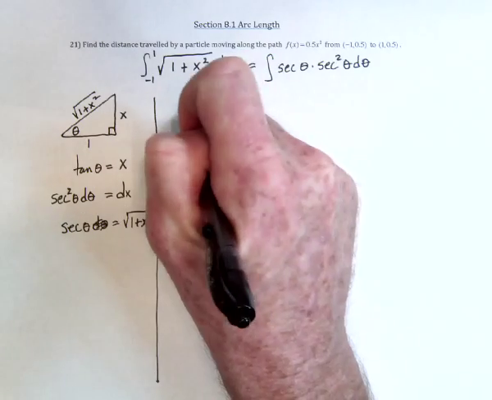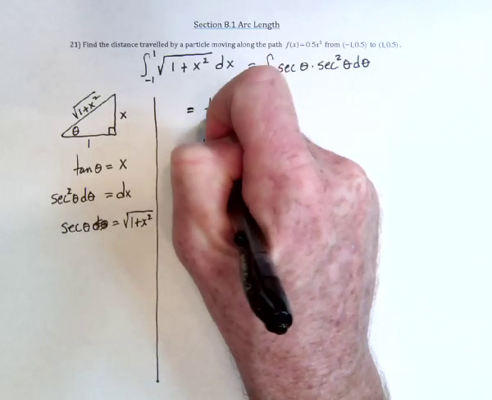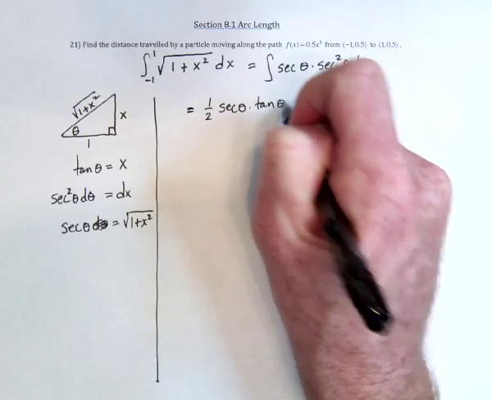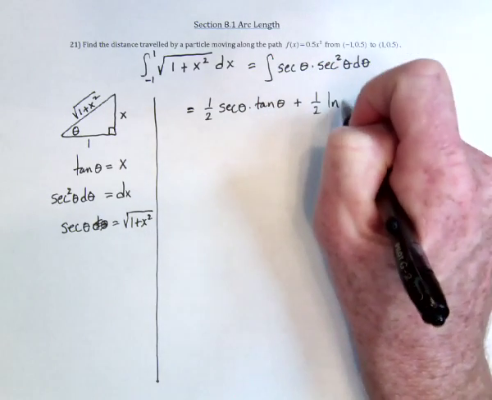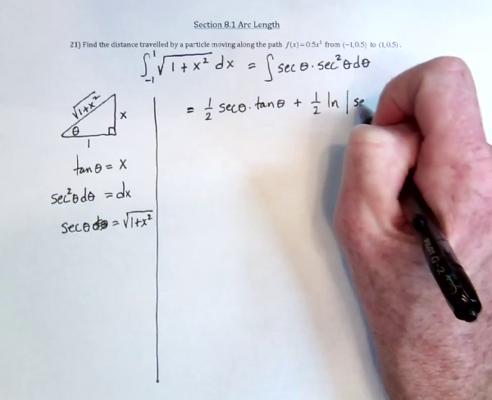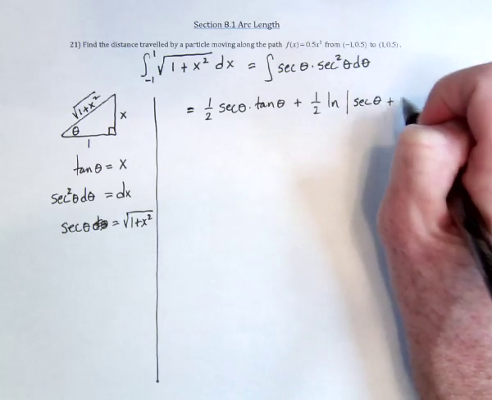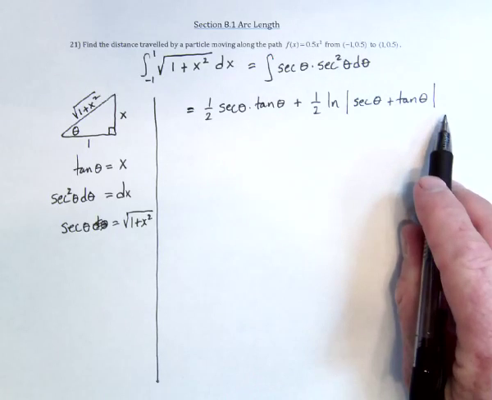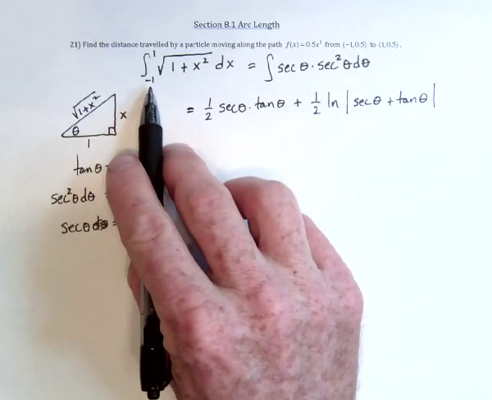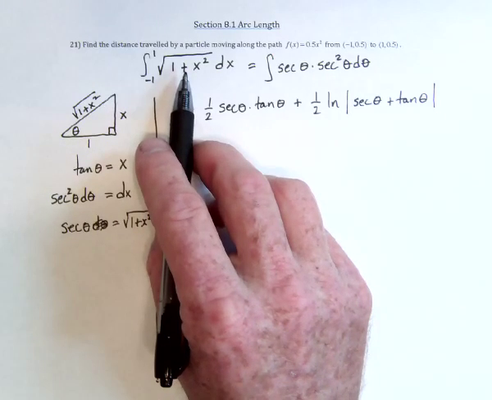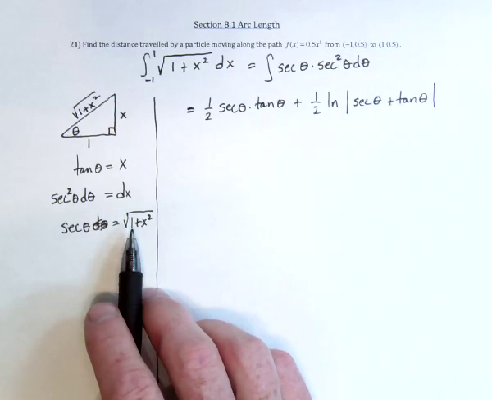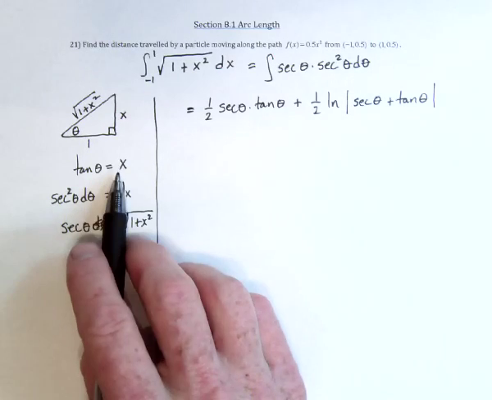So previously what we got is that's going to be 1/2 secant theta tangent theta plus another 1/2 natural log of secant of theta plus tangent of theta. And in here I don't put plus c because I am going to have numbers to plug in once I get back to the x system. So I need to replace these trig functions with their algebraic counterpart. So the secants get replaced with the radical, the tangents get replaced with just x.